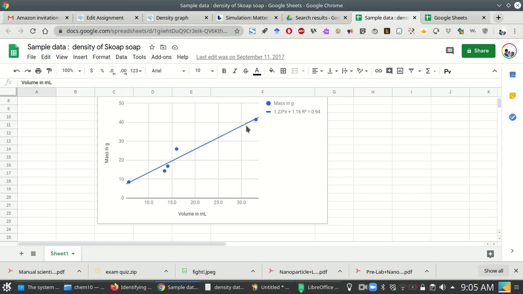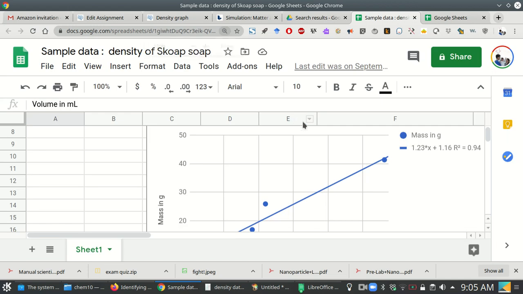Now, there's a little equation here. This is 1.23 times x plus 1.16. That's the equation. Now, that equation corresponds to y equals mx plus b. So the y equals part is not shown here. So y equals m, 1.23, that's the m, that's the slope of the line, x plus b, 1.16, that's the y-intercept of this line, right? So this is the equation of the line.